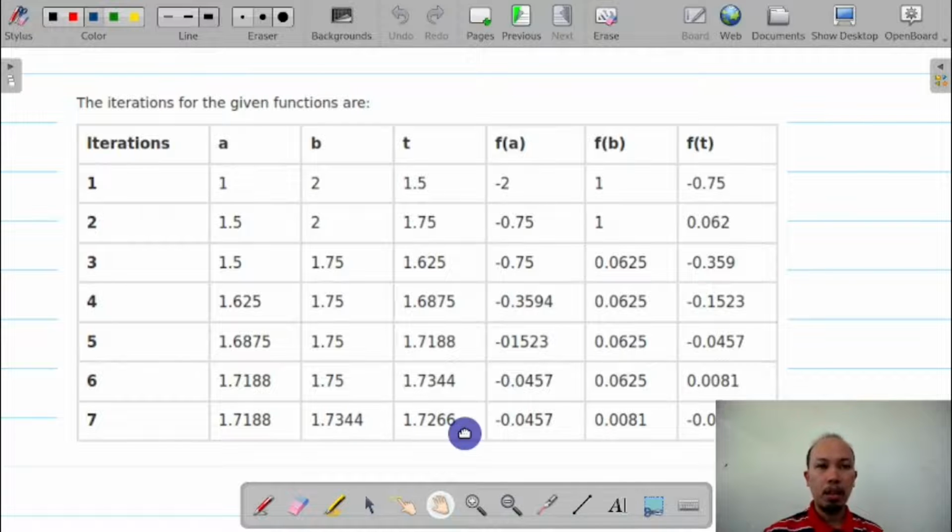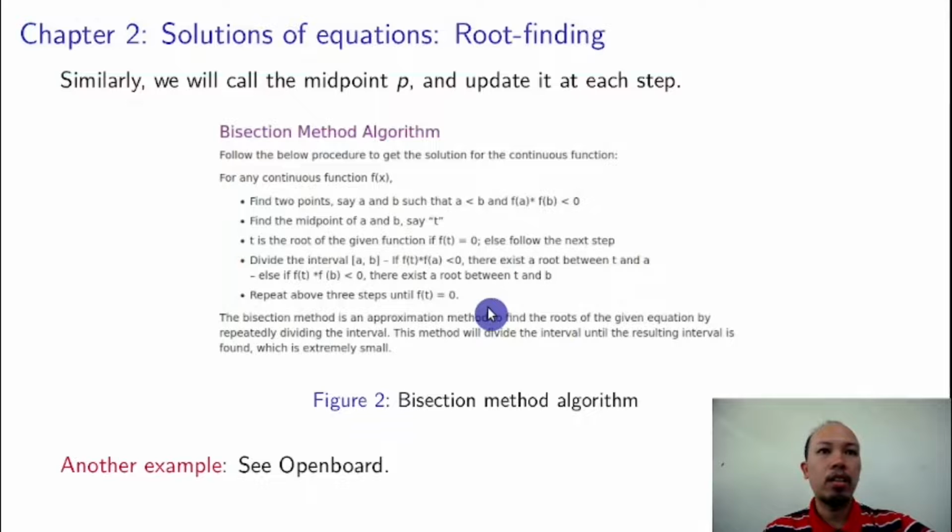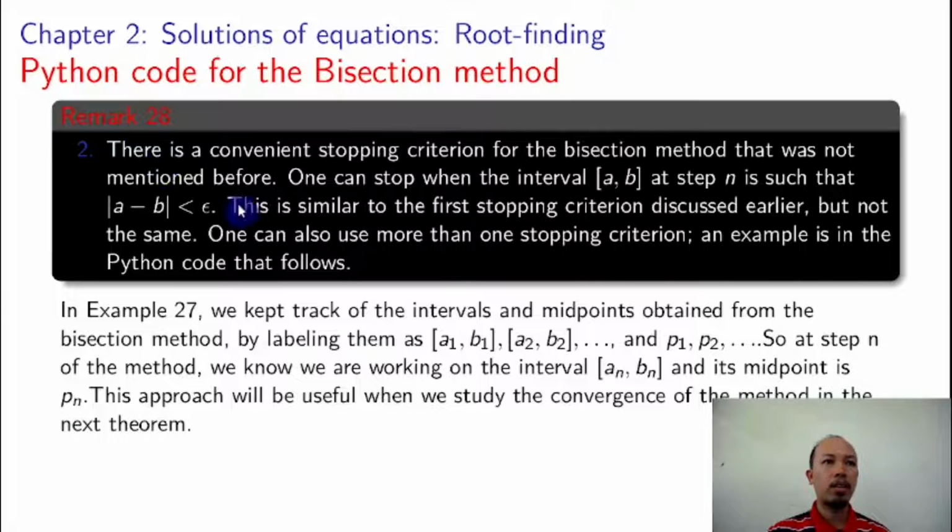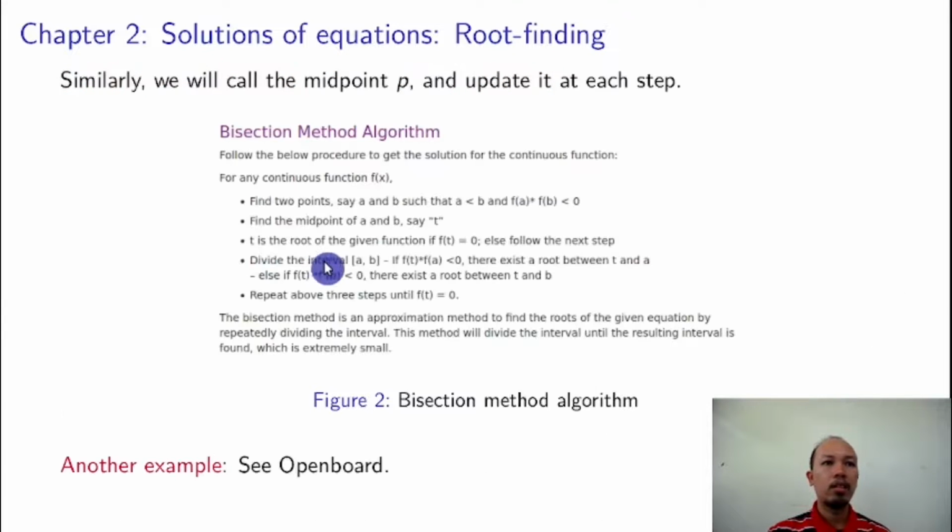If you want to put it in Python code, I'm going to put a stopping criteria, in Remark 28. This one here. Okay, anyway, this is how you are going to generate the bisection method algorithm.